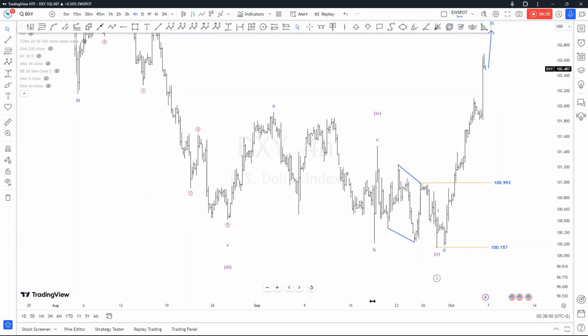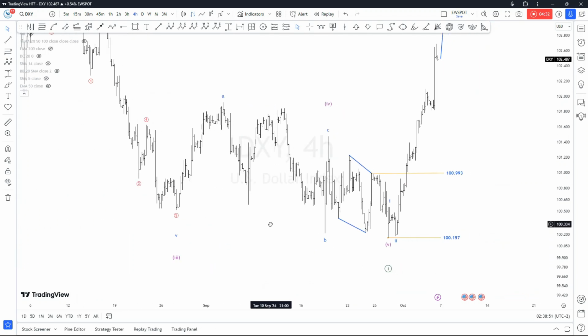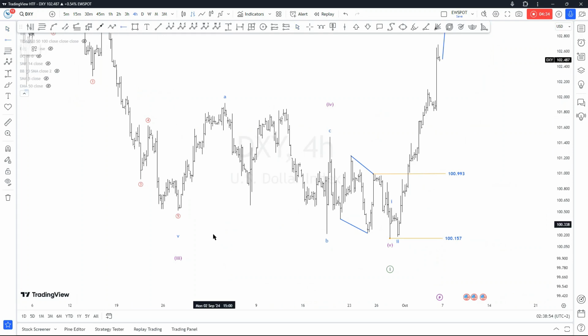So in short, we had a running flat. Why is it a running flat? Because if you look here, this is where our flat actually began. That's wave E, and then a W, X, and then a Y wave B, and then 5 waves to the upside to complete our wave 4. Hence, we have our wave 4.